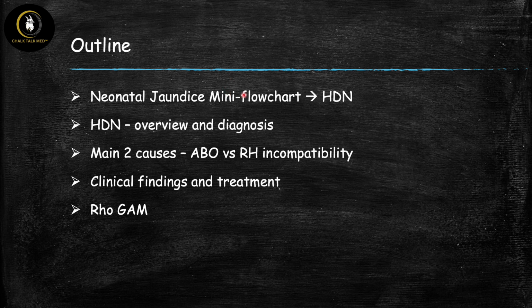All right, so let's take a quick look at our outline. We're going to start with a little mini flowchart I've put together about neonatal jaundice and see where hemolytic disease of the newborn fits in. Then we're going to specifically talk about HDN and how to make the diagnosis. There are two main causes, ABO and Rh incompatibility, so we're going to get into those here. And then we're going to end by talking about clinical findings and treatment, with a special slide on RhoGAM.